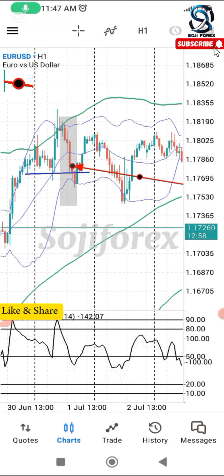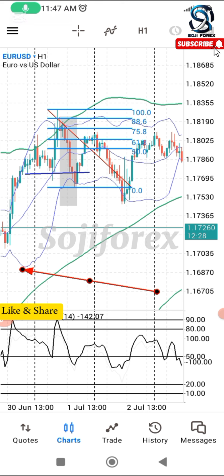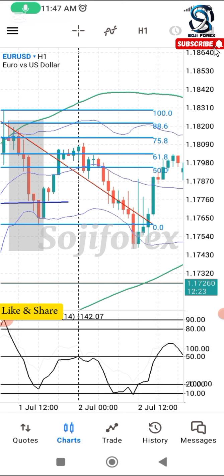So I will use my Fibonacci tool first to mark my levels. So I'll pick up my Fibonacci tool and I'm going to mark out this level. As you can see, I am marking from week to week, and that is beautiful. So now I have marked out my Fibonacci level, and this is exactly what I am having.